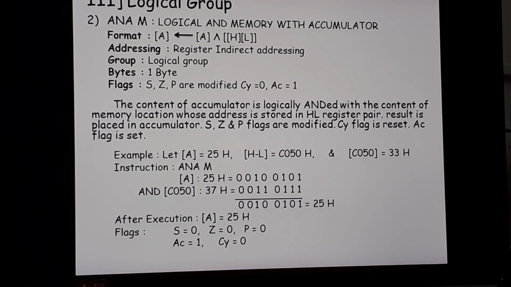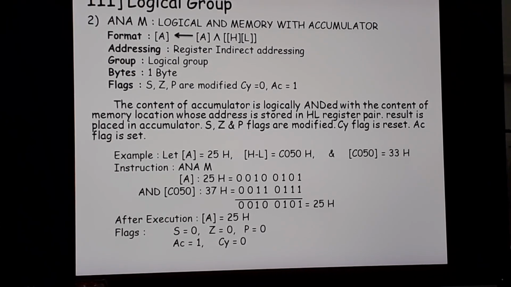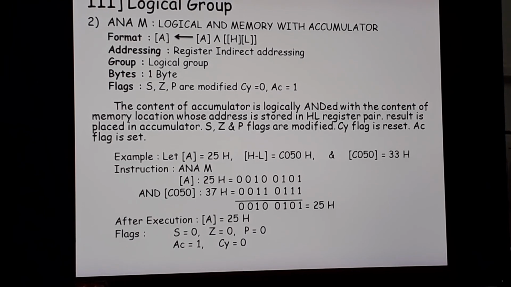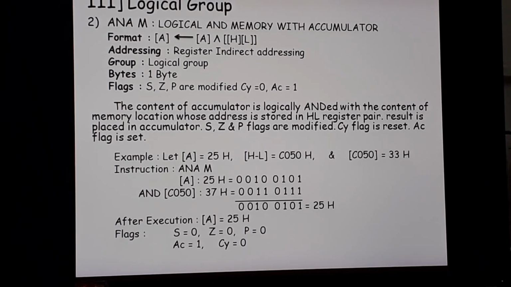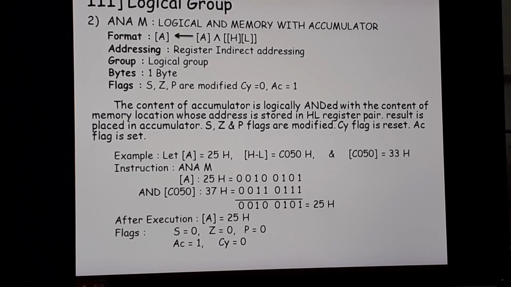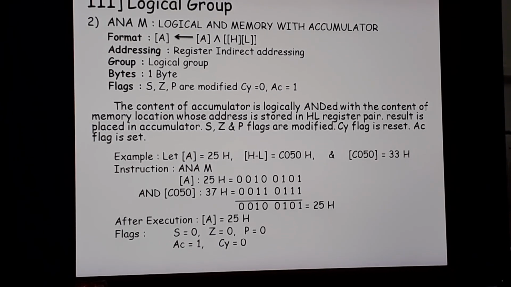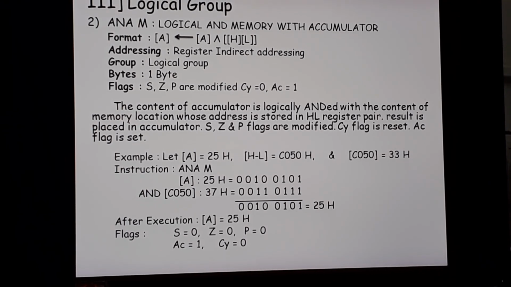So how will you explain the content? Explanation: the content of the accumulator is logically ANDed with the content of the memory location whose address is stored in the HL register pair, and the result is always stored in accumulator. Sign, zero and parity flags are modified, CY flag is reset, and AC flag is always set.